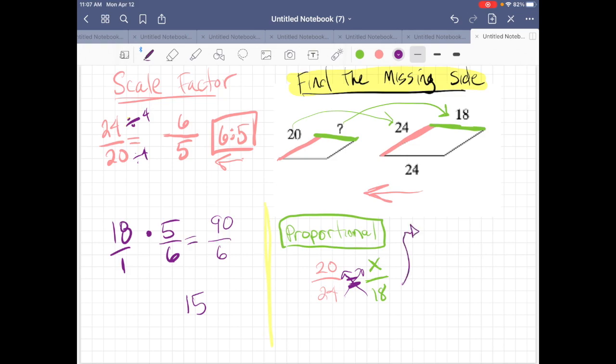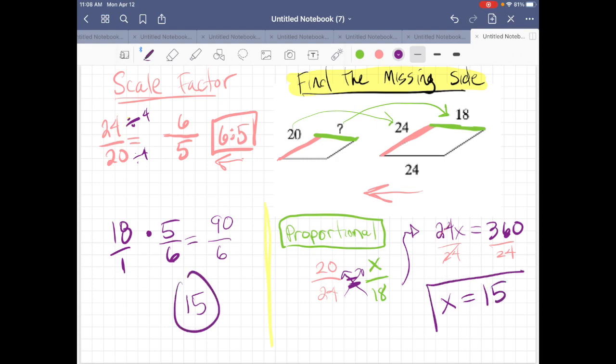So 24 times x is 24x. And then 18 times 20, I'm going to do that on the calculator. 18 times 20 is 360. And then again, we're just going to divide both sides by 24, the same way we have always done. 24 divided by 24 is 1. So that means x equals 360 divided by 24, which is 15. Same as we got over here. So that is two ways to solve the same problem.